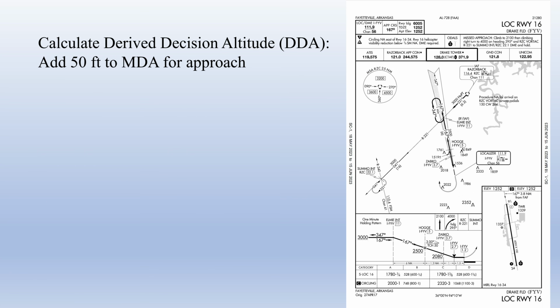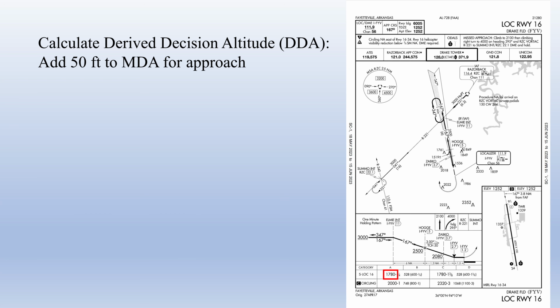So the next thing we want to do is calculate our derived decision altitude, or DDA, and that's very simple. You just add 50 feet to your MDA for that approach, and then you will actually use this altitude like a decision altitude. So you'll fly your target descent rate until you get to this DDA, and then once you get to the DDA, you will go ahead and miss the approach.